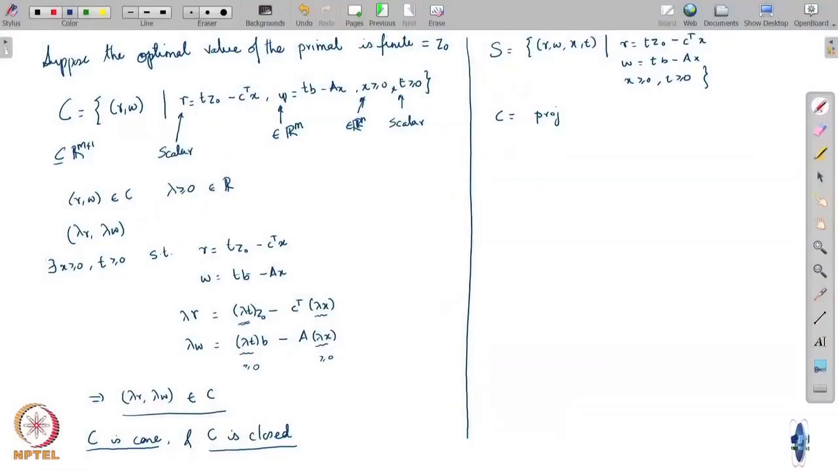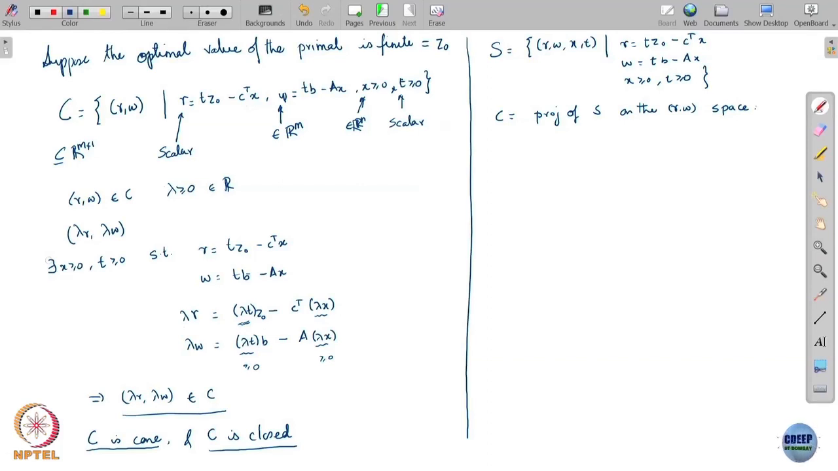C is the projection of S on the r, w space. And what kind of a set is S? Well, S is actually a polyhedron.